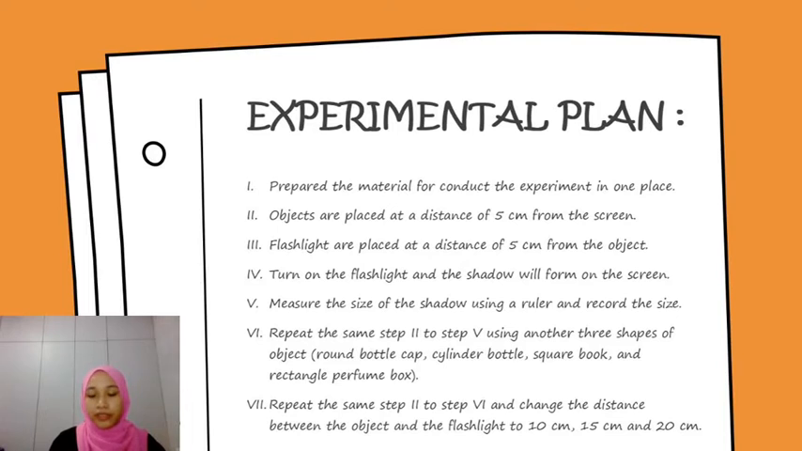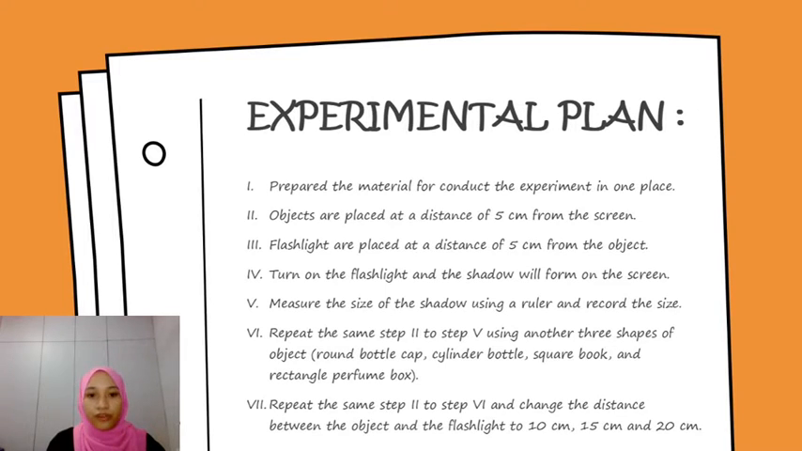Next, we move to the experimental plan. Step 1, we prepare the materials to conduct the experiment in one place. Step 2, we place the object at a distance of 5 cm from the screen. Step 3, we place the flashlight at a distance of 5 cm from the object. Step 4, we turn on the flashlight and the shadow will form on the screen. Step 5, we measure the size of the shadow using a ruler and record the size.